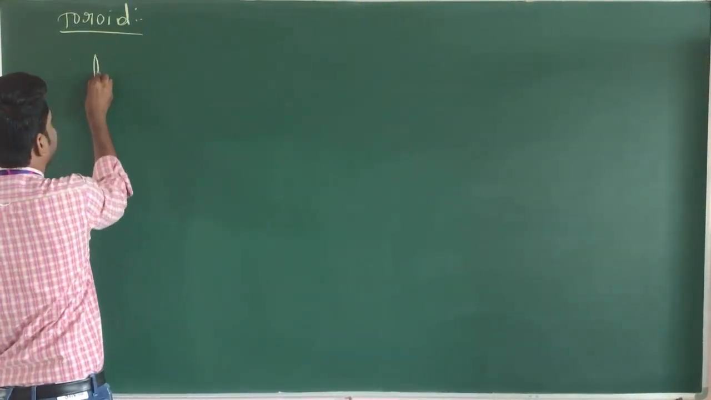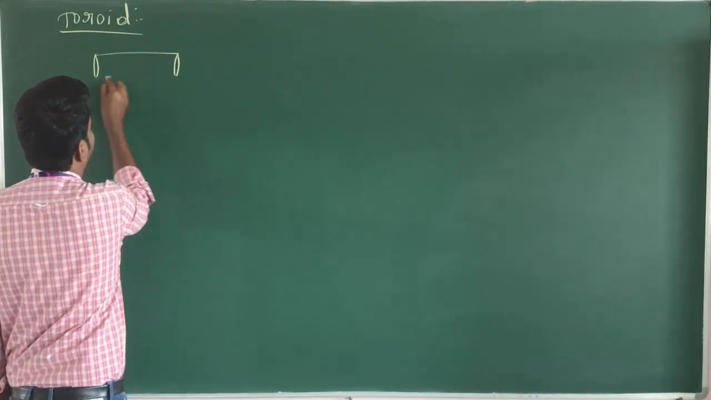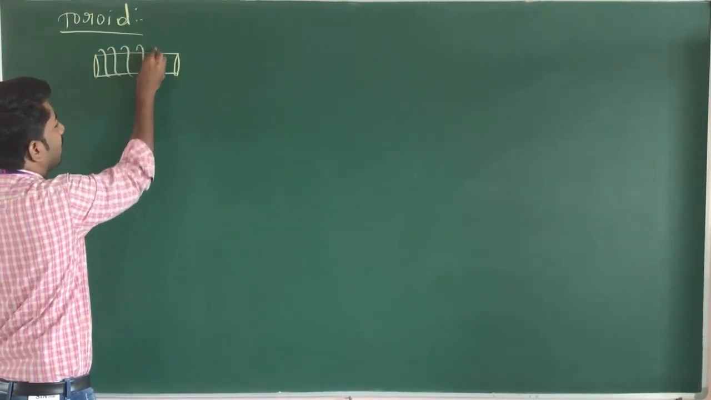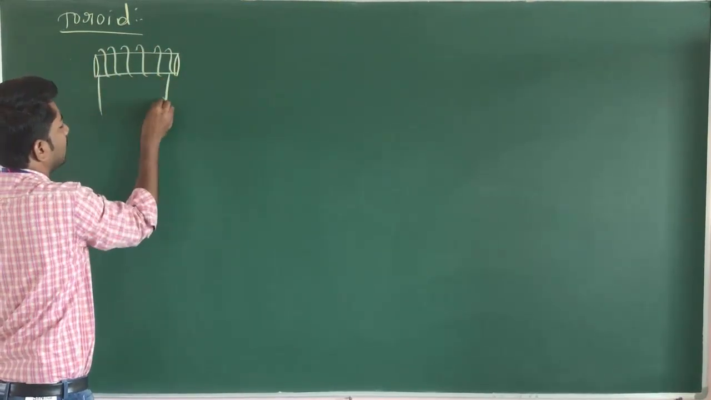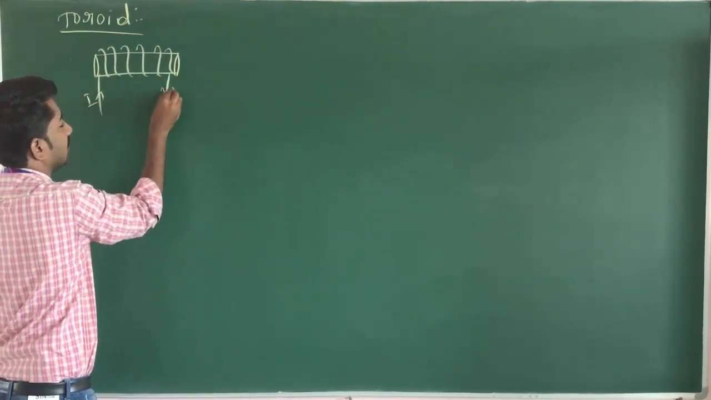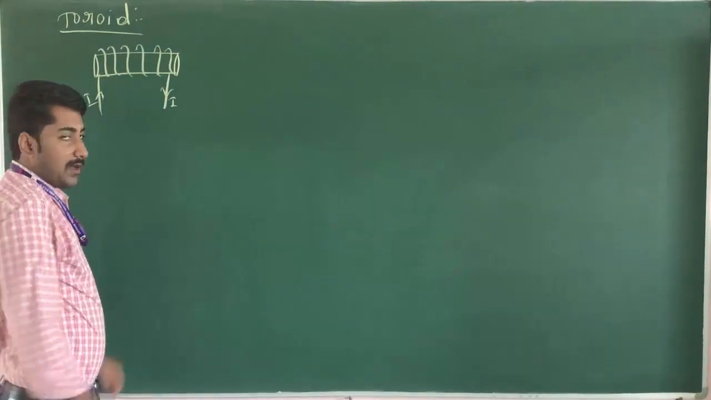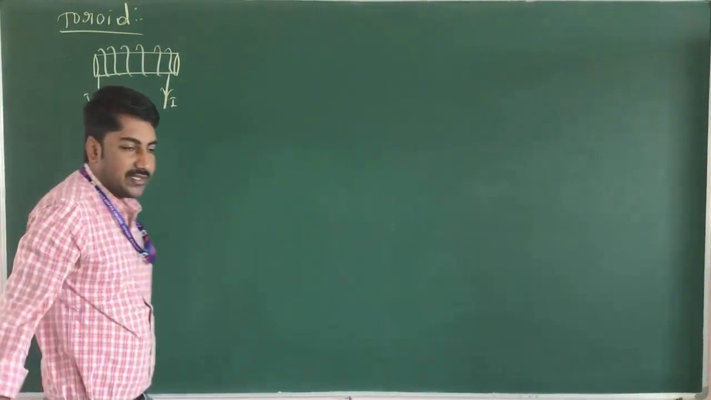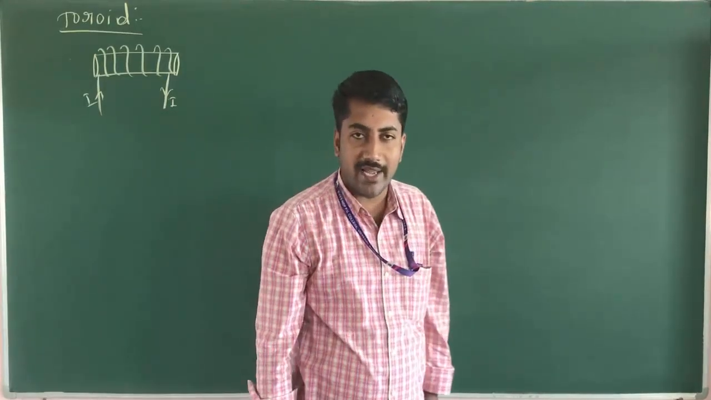Solenoid means it is a long cylindrical coil. This is the long cylindrical coil. It contains n number of turns. This is a solenoid. When this solenoid is bent into the form of a circular ring, then it is called a toroid.